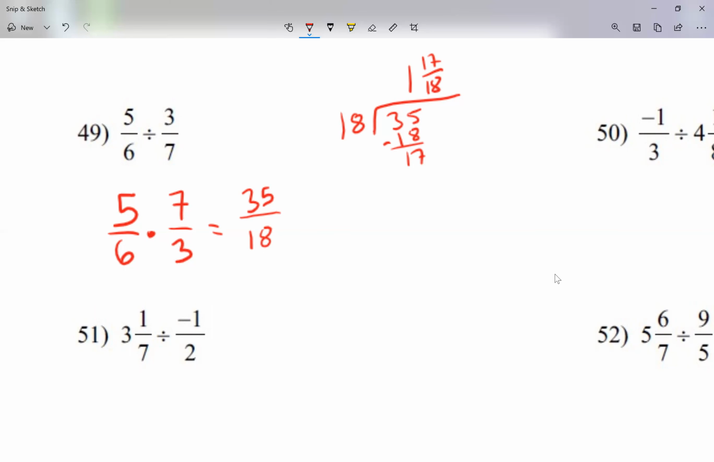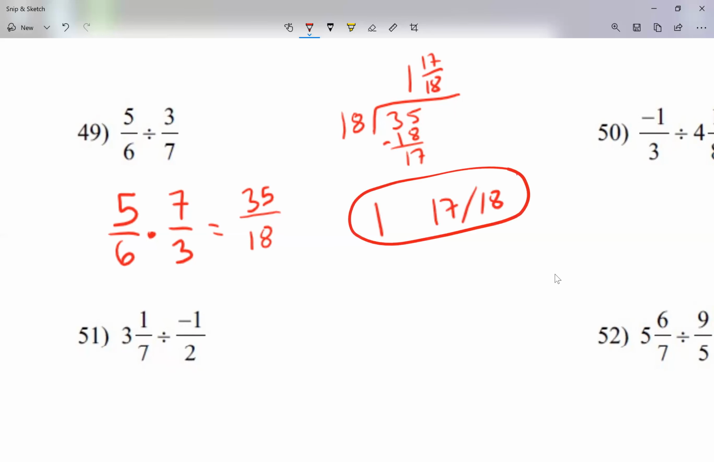Now, how am I going to type this? I'm going to put my 1, my whole number, as a 1. I'm going to leave a space in between my number and the fraction. And then I'm going to write 17/18. So 1 and 17/18. Don't forget the space. I'm leaving a big space here to emphasize there is a space. When you type in your answer, don't forget the space. Now, the reason why I want the space is because otherwise it will look like 117/18.